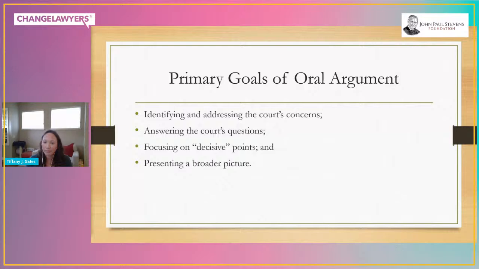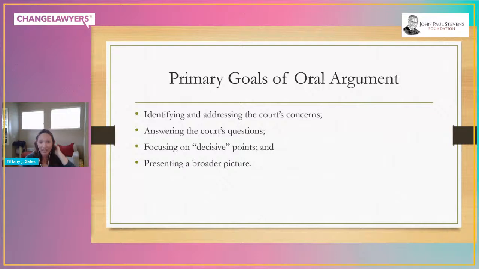And then in addition, oral argument is a chance to give the court a broader perspective on the case. So first of all, just by virtue of you being in court to talk about the case reminds the court that there is in fact a human dimension to the case. It's not just a paper dispute. There are real people involved with a real dispute going on.